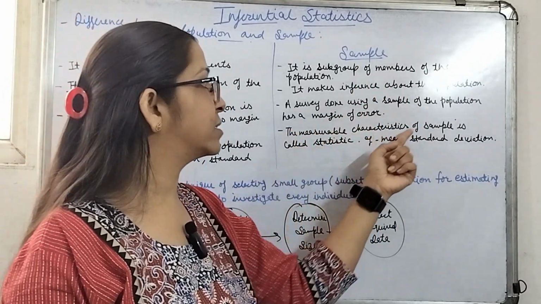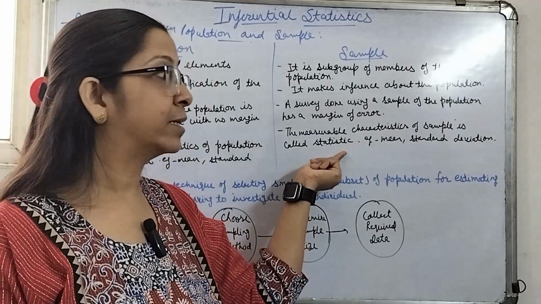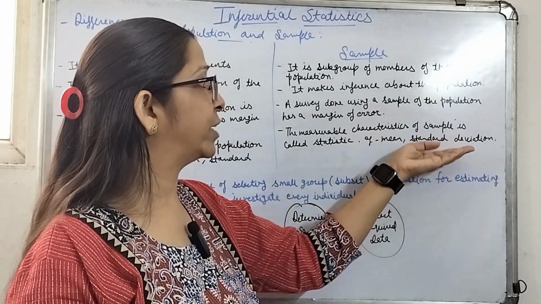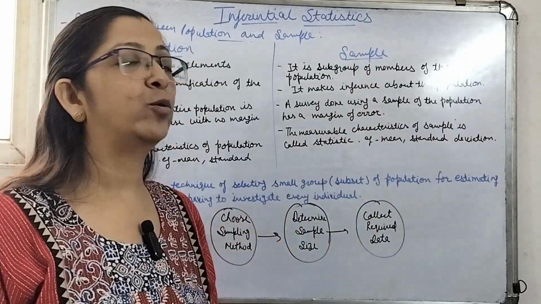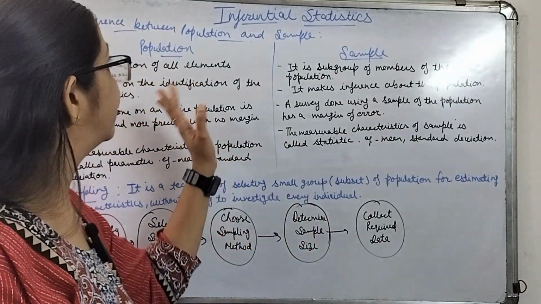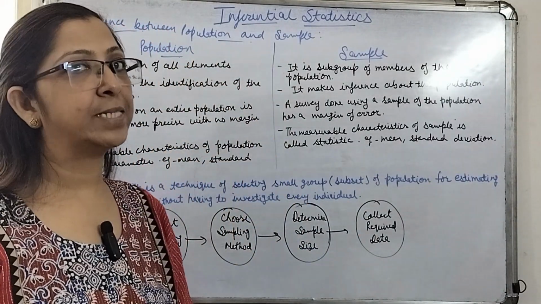The measurable characteristics of a sample are called statistics. That is your mean, standard deviation. If we are calculating them for a sample, then they will be known as statistics. This is the difference between your population and your sample.